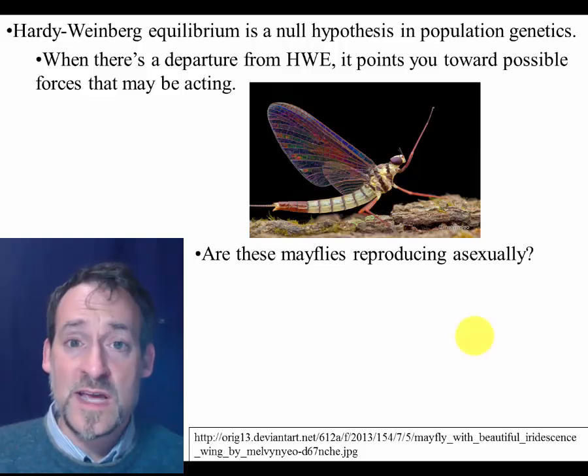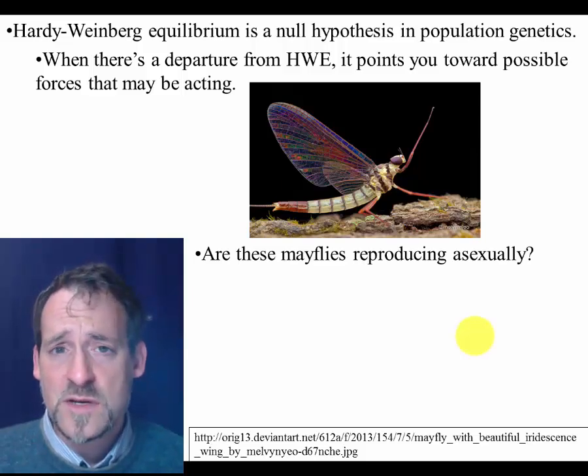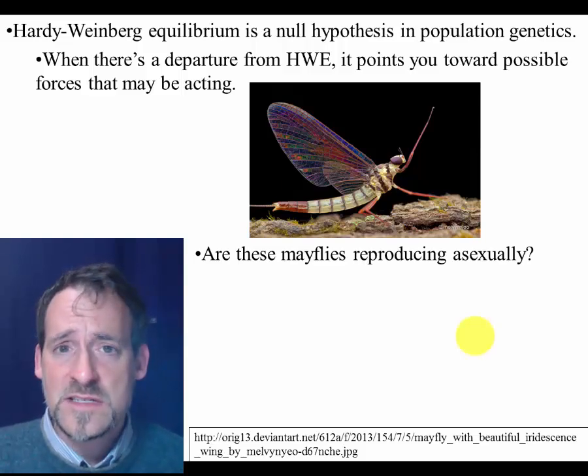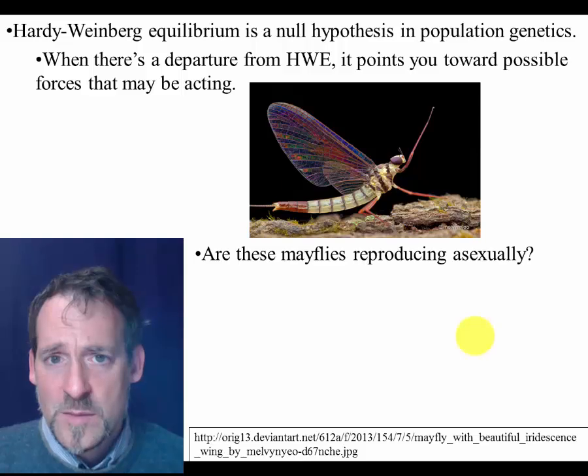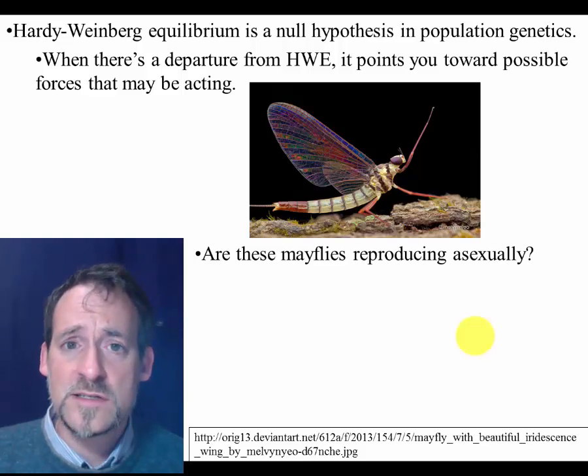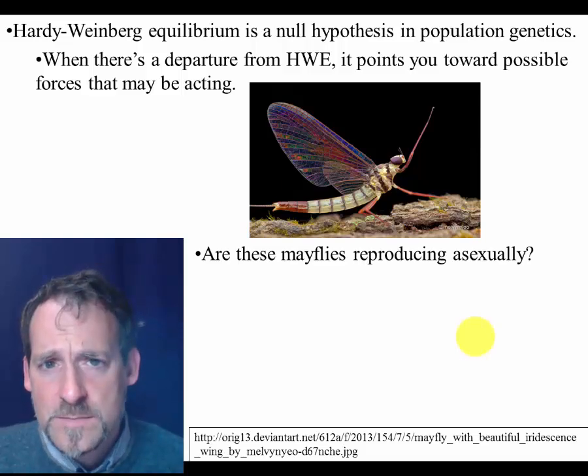How is it possible to tell if these mayflies are doing this? Well, catching them in the act of mating or not mating in this case is incredibly difficult, logistically speaking. It's just not practical to try to do it. But what you can do is collect a bunch of immature mayflies from a stream and look at their genotypes.